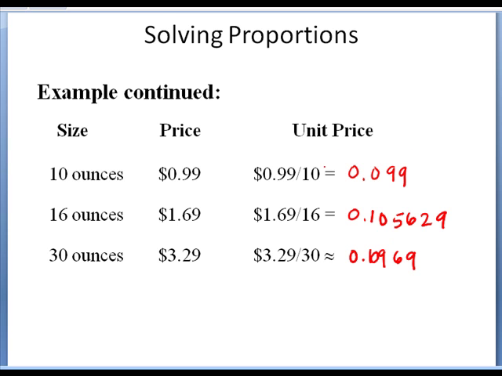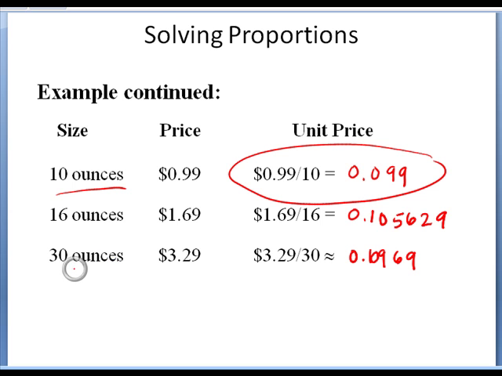I see that the 10 ounces size has the lower unit price, so it is the best buy. Even though you probably thought, oh, it's a better deal because of 30 ounces, but if you buy this type, you pay only 0.099 cent per ounce. So in the long run, if you buy 30 of this, it is cheaper than buying 30 of this type.